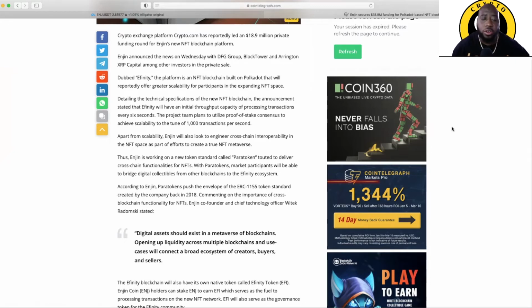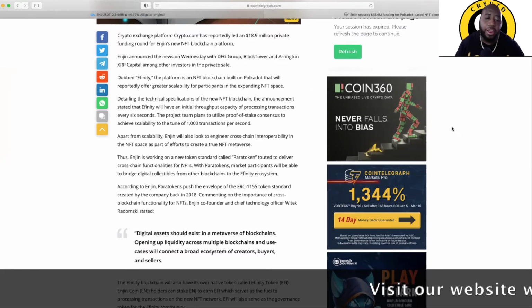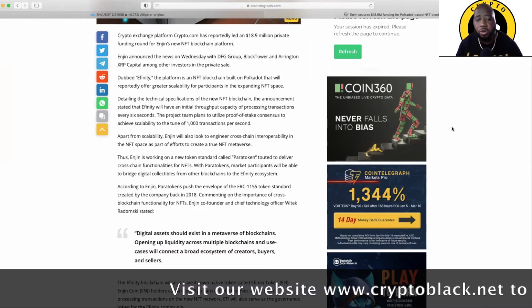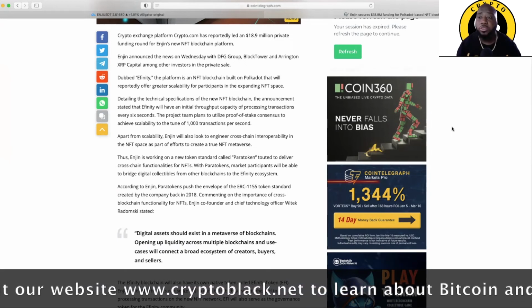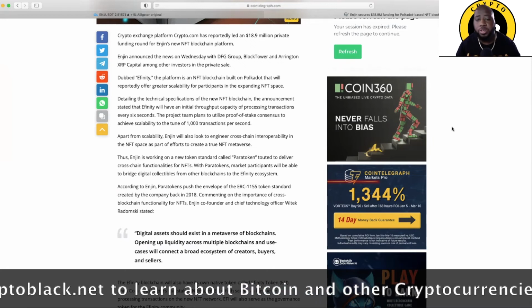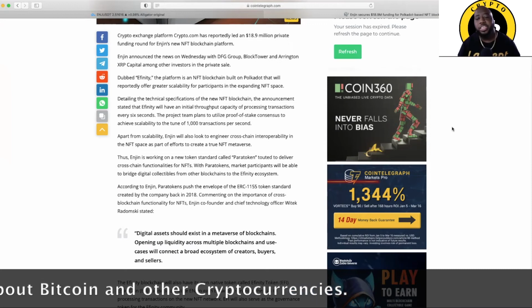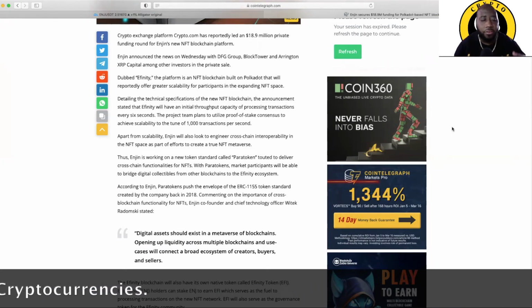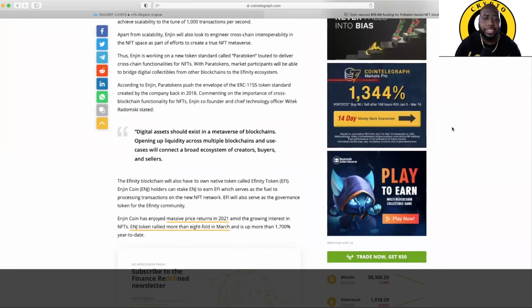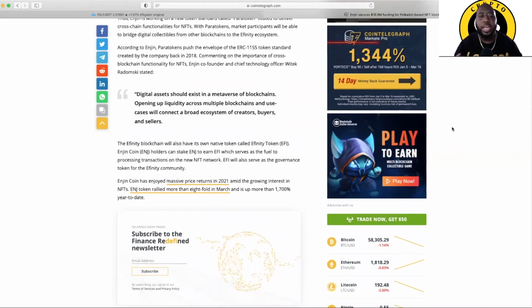Now it says, thus Enjin is working on a new token standard called Paratoken, touted to deliver cross-chain functionalities for NFTs. With Paratokens, market participants will be able to bridge digital collectibles from other blockchains to the Efinity ecosystem. So it says, according to Enjin, Paratokens push the envelope of the ERC-1155 token standard created by the company back in 2018. Commenting on the importance of cross-blockchain functionality for NFTs, Enjin co-founder and chief technology officer Witek Radomski stated, quote, digital assets should exist in a metaverse of blockchains, opening up liquidity across multiple blockchains and use cases will connect a broad ecosystem of creators, buyers, and sellers, end quote.